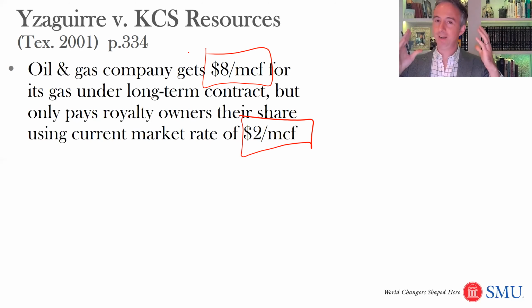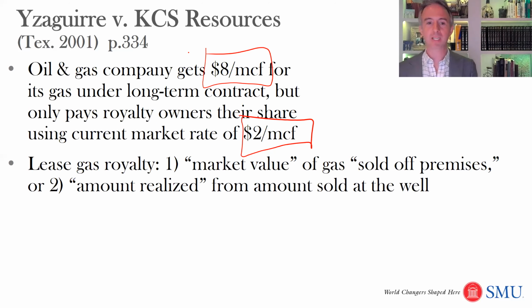It had made a good bet. It basically had signed a long-term gas contract when prices were higher that called for $8 an MCF. And as it turned out, that was a good thing to do because subsequently market rates fell to $2 an MCF. The lease gas royalty says you get the market value of gas sold off the premises.